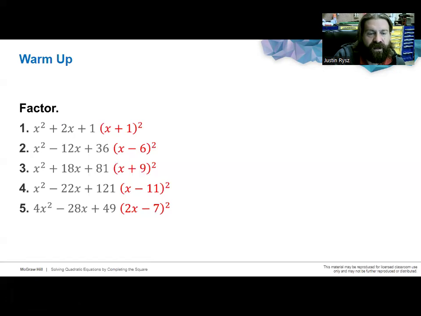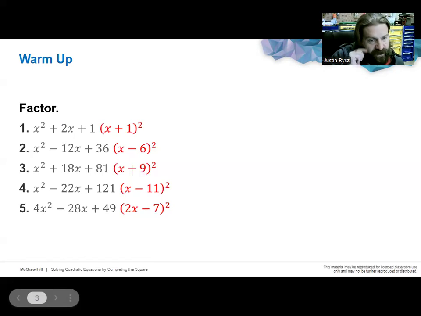Same thing here, we would get 6 times 6, or negative 6 times negative 6 to get the negative 12: x minus 6, x minus 6. 9 times 9, 9 plus 9 is 18. Negative 11 times negative 11.